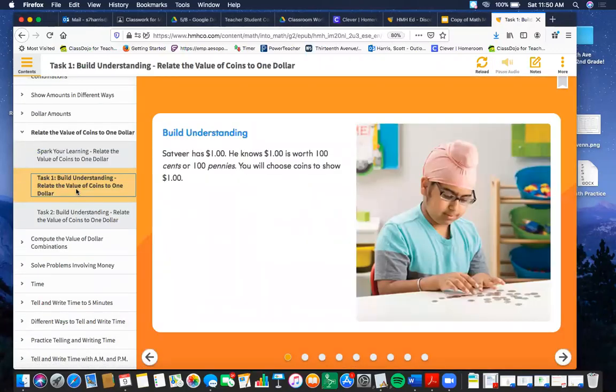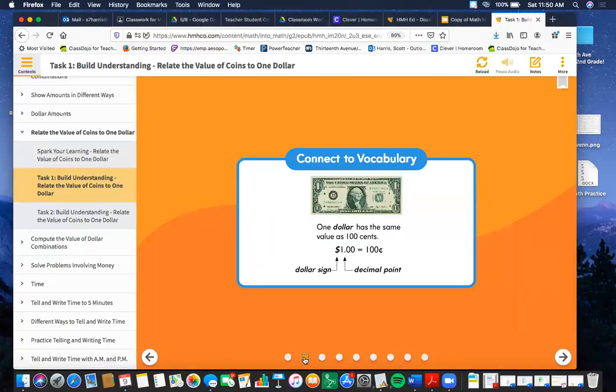So Salvatore has $1, and he knows $1 is worth 100 coins. Because we want to pay attention to our vocabulary here, $1 is the same as 100 cents, 100 pennies. The way we write it, we put the dollar sign at the start. Notice it's in front of the numbers. The cent sign is at the back of the numbers. The dollar sign comes before the numbers. And we put this decimal point that is just like a period right there, after the 1 to show that it is $1. If we were to remove that decimal point, it would look like $100. You want to make sure you are clear that it is just $1.